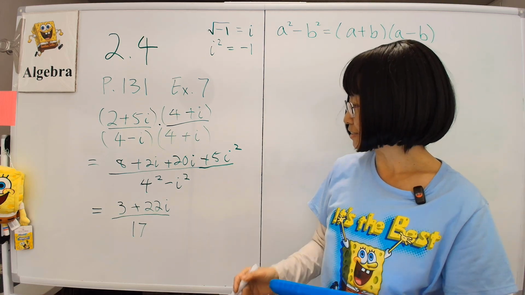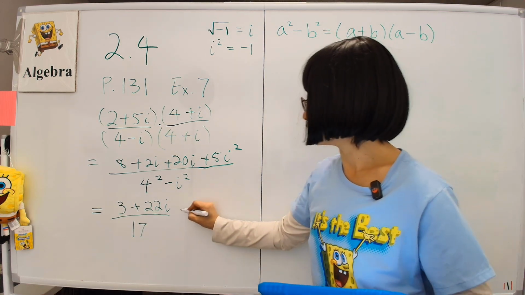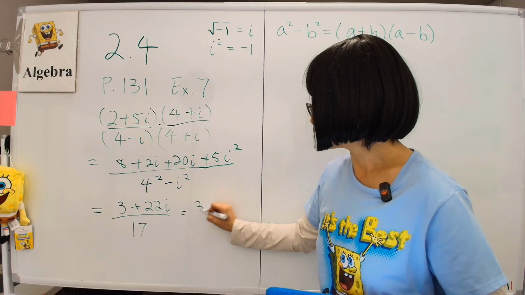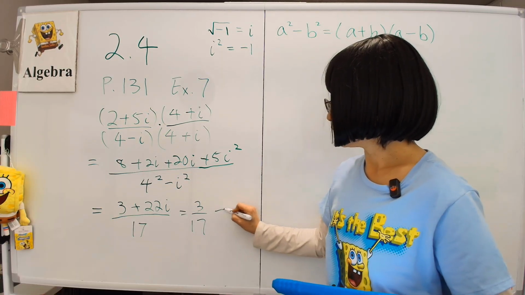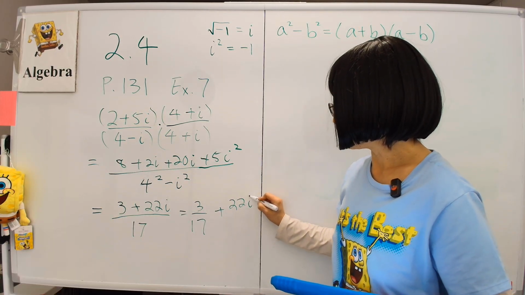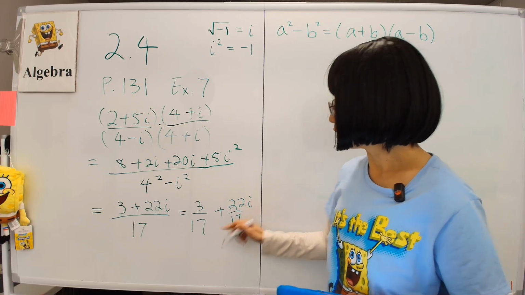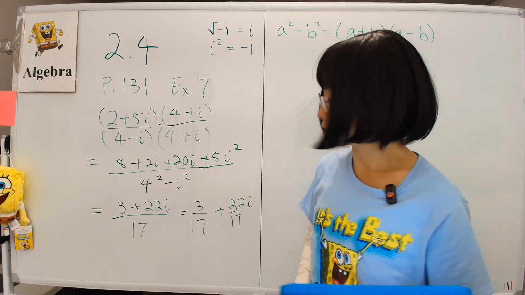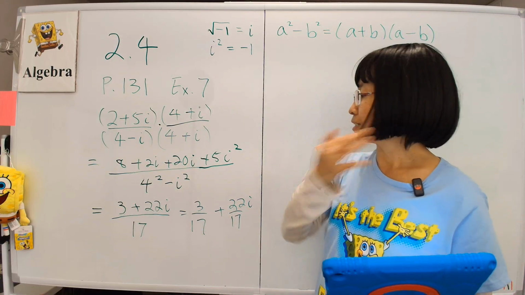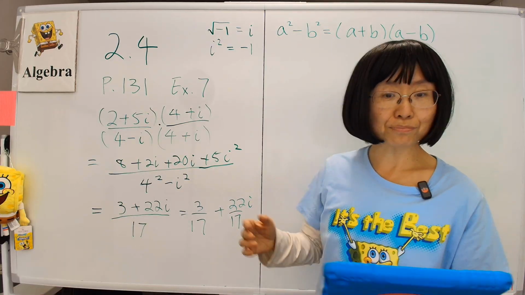Yep, it is. Your book has it written in 2 separate forms, which is okay. So we'll do that: 17 plus 22i over 17. And it's okay that the numbers are fractions. There's no rule against that. And this is the answer to the division problem.